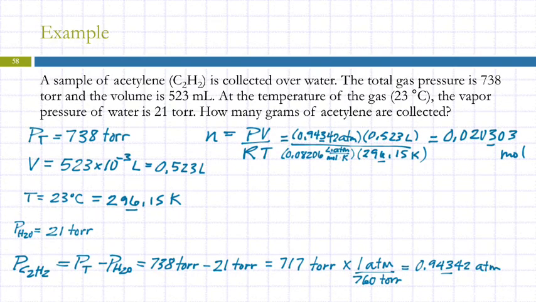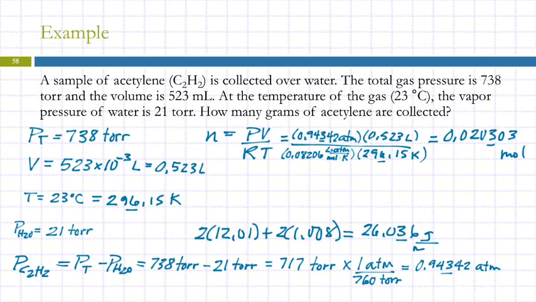I need to convert that to grams. I need the molar mass of acetylene, 2 times 12.01 plus 2 times 1.008. I'm not going to do that in my head. It sounds like a bad idea. 26.036 grams per mole.